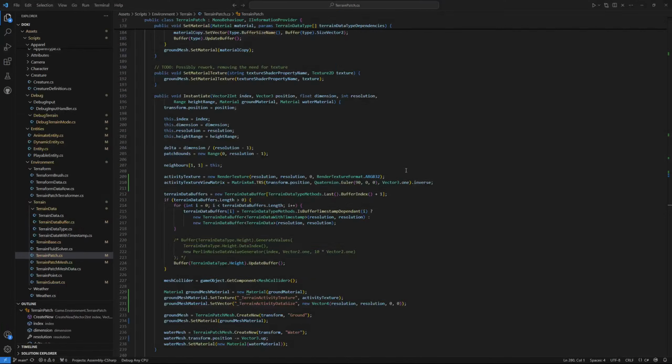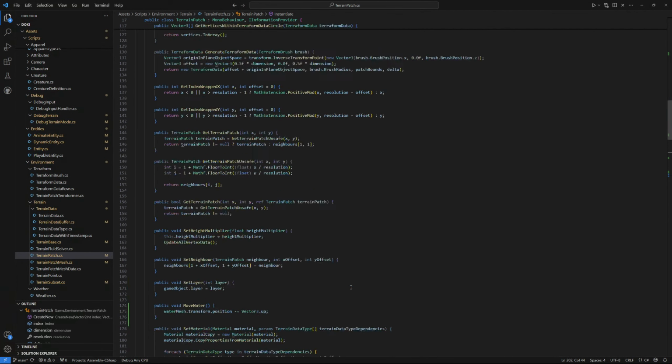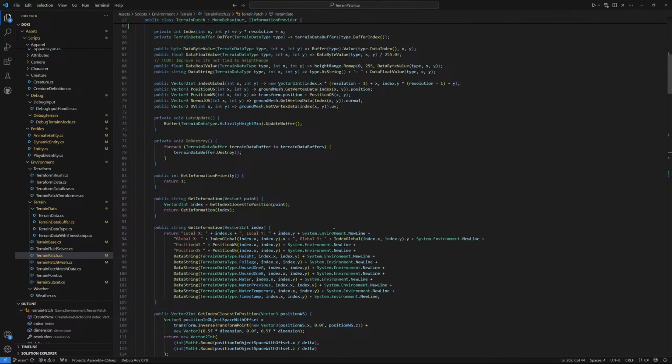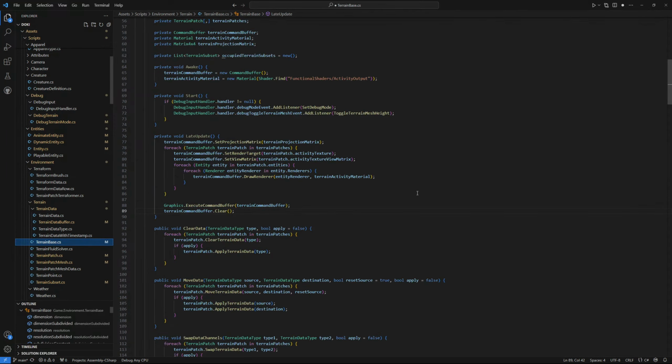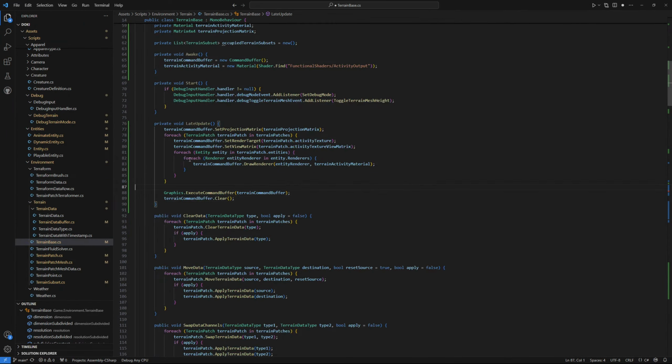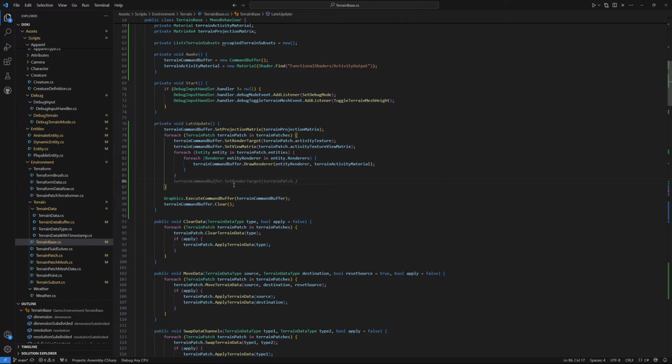Yes. Because we might want to do in terrain base. After this, we might want to do terrain patch dot entities dot clear. Right.